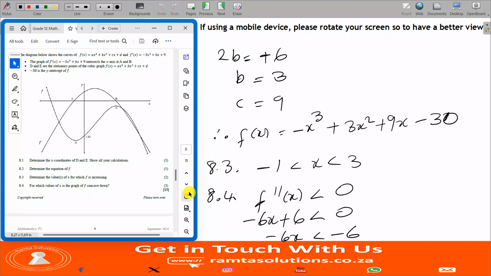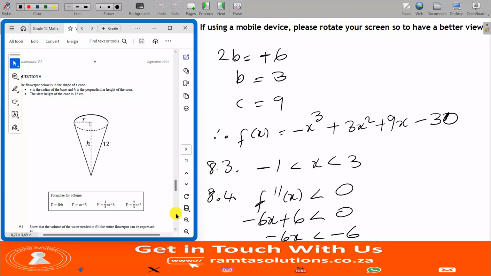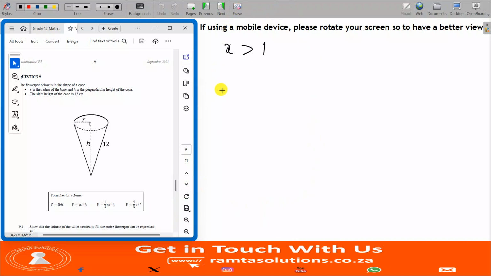Now let's have fun with the next question. Question 9. Let's see what it says. The flower pot below is in the shape of a cone. Remember guys, if you're using a mobile device, please rotate your screen, you will have a better view. R is the radius of the base and h is the perpendicular height of the cone. The slant height of the cone is 12 centimeters.